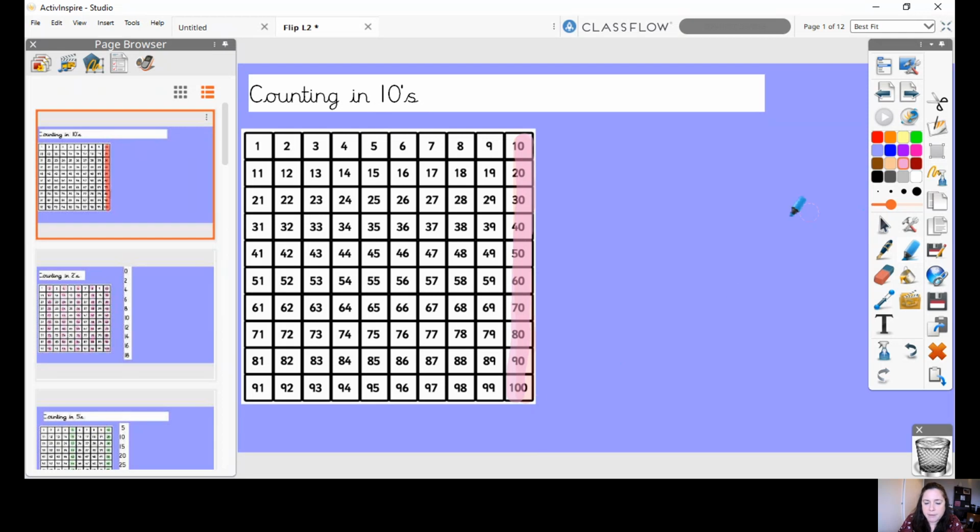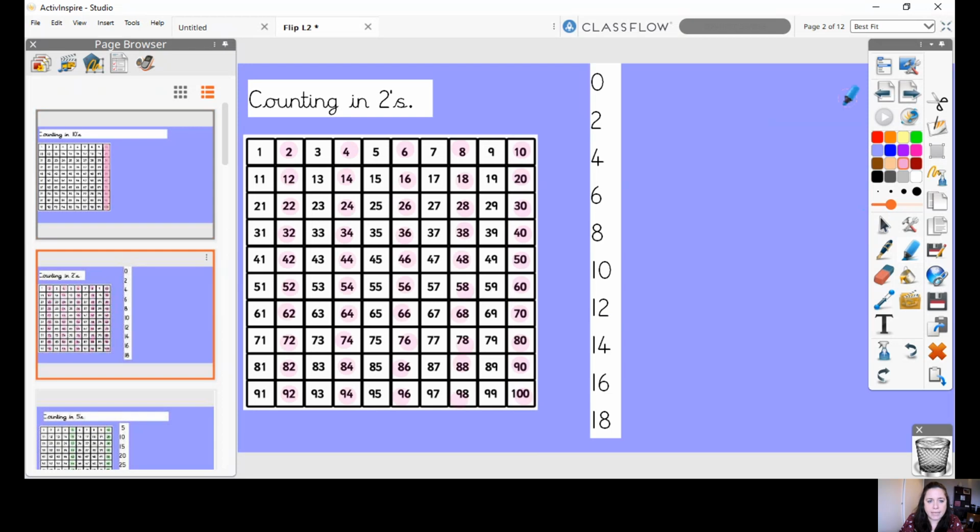What do we notice about them? Well, if you look in the ones column, they haven't got any ones at all. It goes 0 all the way down, and we notice that it goes up in tens here: 1 ten, 2 tens, 3 tens, 4 tens, 5 tens, 6 tens, 7 tens, 8 tens, 9 tens, 10 tens, which is the same as 100.